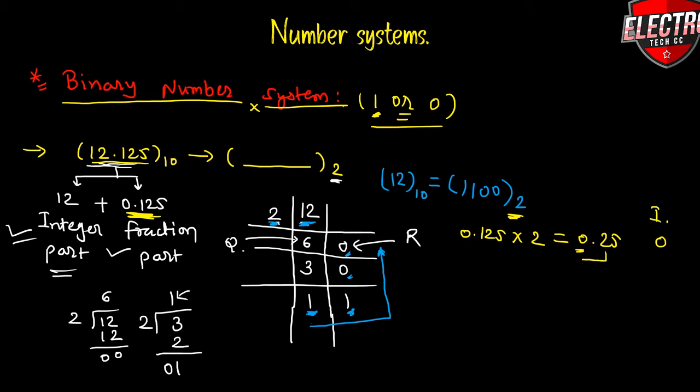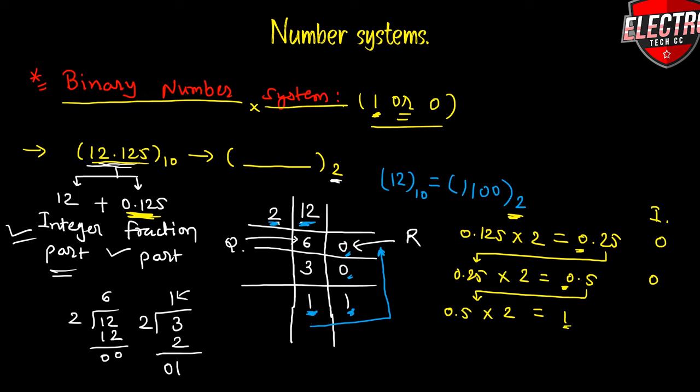You have to multiply this 0.25 again by 2. Then you get 0.5. The integer part in the second step is equal to 0. You have to multiply this 0.5 by 2 again, then you get 1.0. You have to note down the integer part, which is equal to 1.